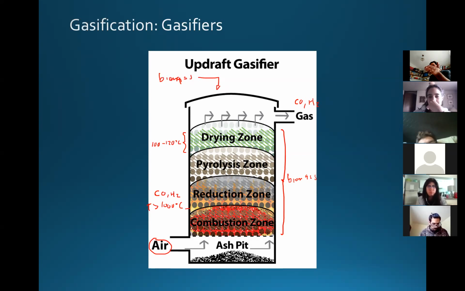Okay, so for the activity, what you're going to do is in Teams you're going to explain how the different types of gasifiers behave, or how can you do the gasification in those gasifiers, and what are the reduction zones and the pyrolysis zones and so on for each gasifier.